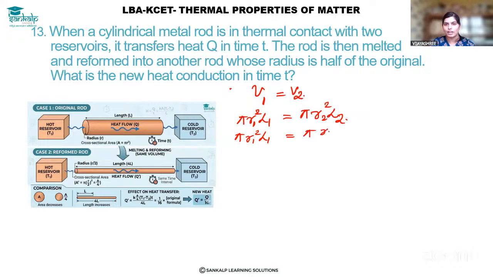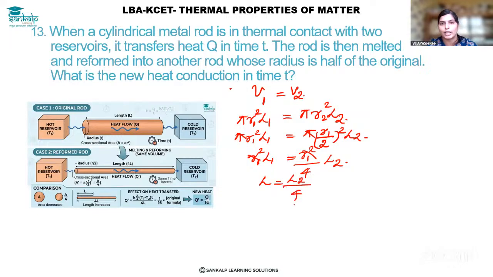So pi R1 squared L1 equals pi into (R1 by 2) whole squared into L2. Pi gets cancelled, and what remains is R1 squared L1 equals R1 squared divided by 4 into L2. So R1 squared gets cancelled, and L1 is equal to L2 by 4.